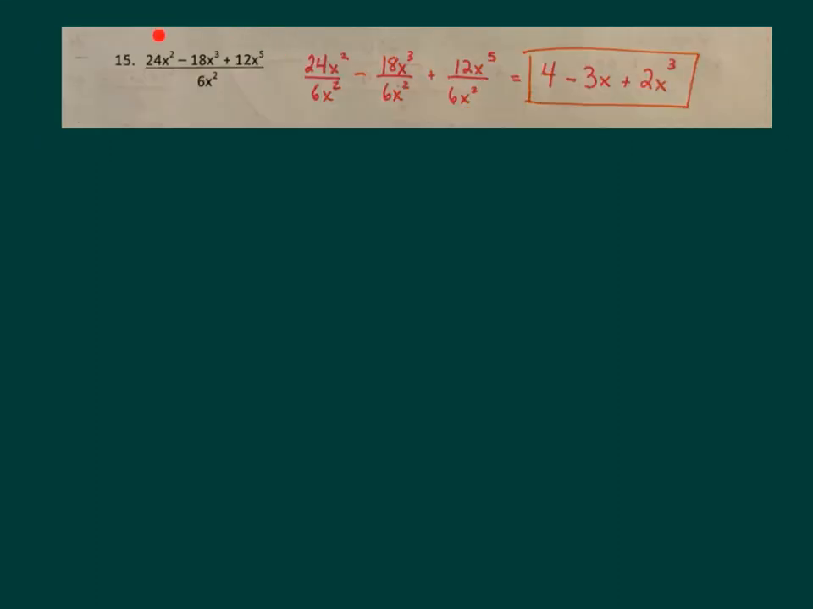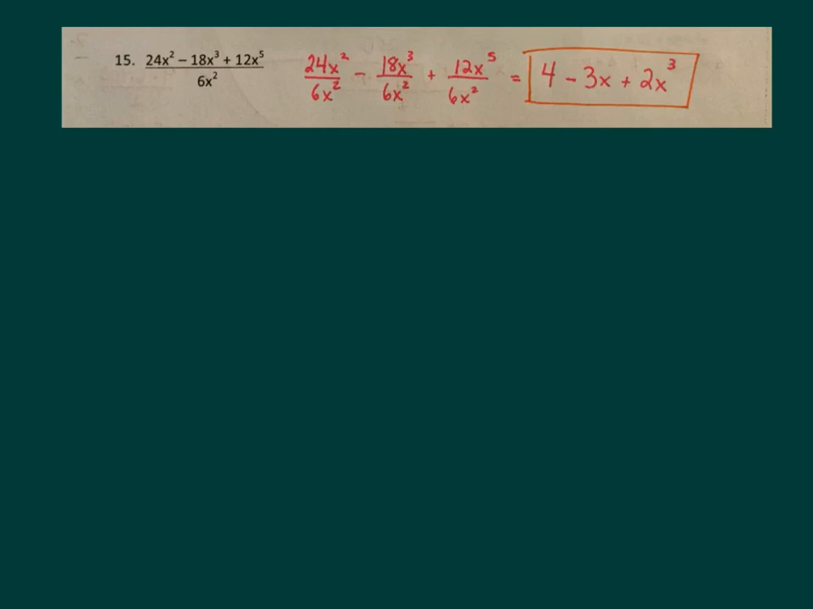Okay, so again, here they gave it to you in a different form, but still what you're going to do is you're still going to separate it into 3 problems. All right, 24 over 6. This ends up looking a little different because 24 divided by 6 is 4. X squared over x squared, the x squareds cancel out. 18 over 6 is 3.